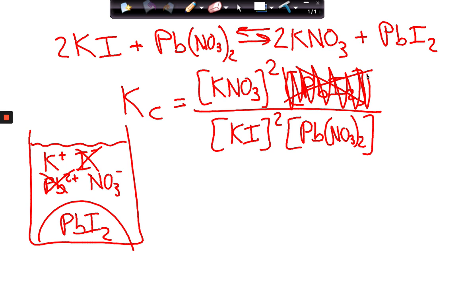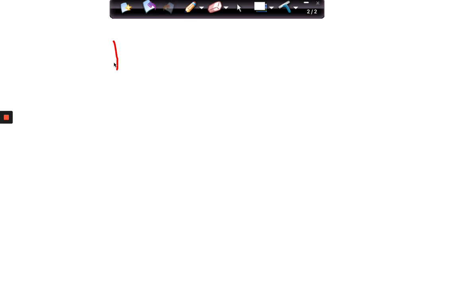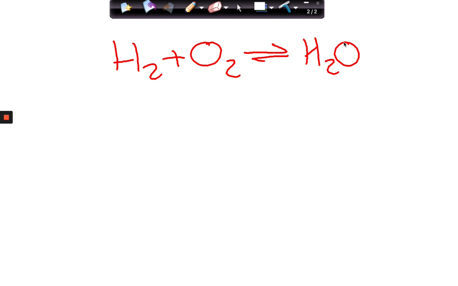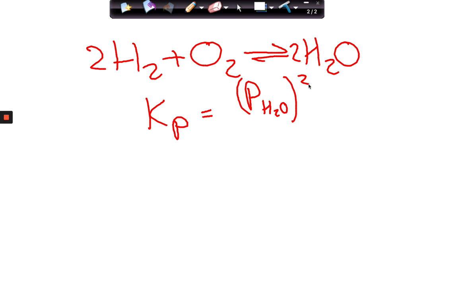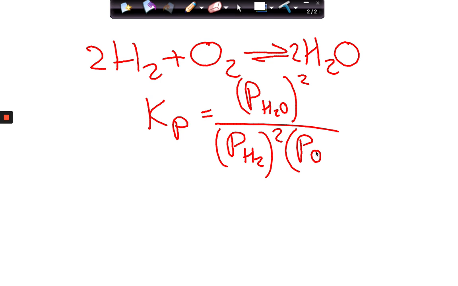So you're going to find out that this becomes hugely important as we start looking at Kc expressions, because this not only happens with solids, it also happens with liquids. Imagine that we were doing this. We've got hydrogen gas plus oxygen gas, and that produces liquid water. So we've got a 2 and we've got a 2. And if we wanted to write the Kp expression for this, we might do something like this. The pressure of the water, and that would be squared, divided by the pressure of the H2, squared, times the pressure of the O2.